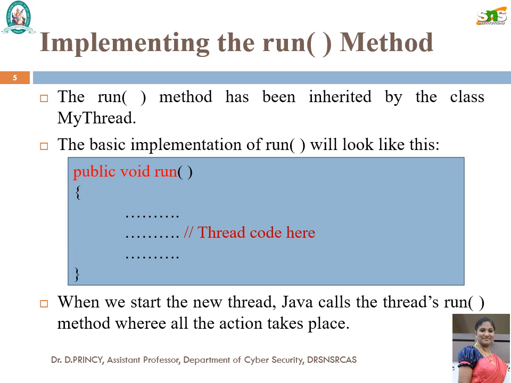Then the code which we want to execute should be included within the run method itself, because the thread has only one method called the run method. When we start the new thread, Java calls the thread's run method, where all the action takes place.